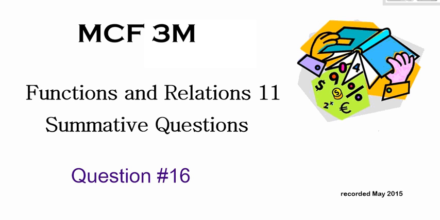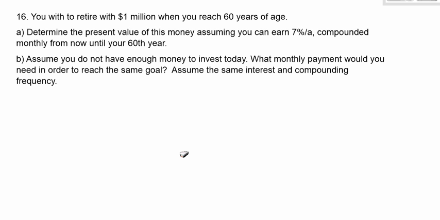It's question number 16. It says, you wish to retire with $1 million when you reach 60 years of age. Good idea. Determine the present value of this money, assuming you can earn 7% per annum, compounded monthly from now until your 60th year. Whew.